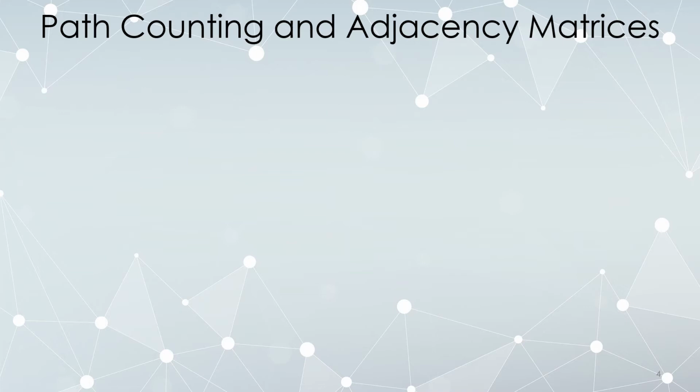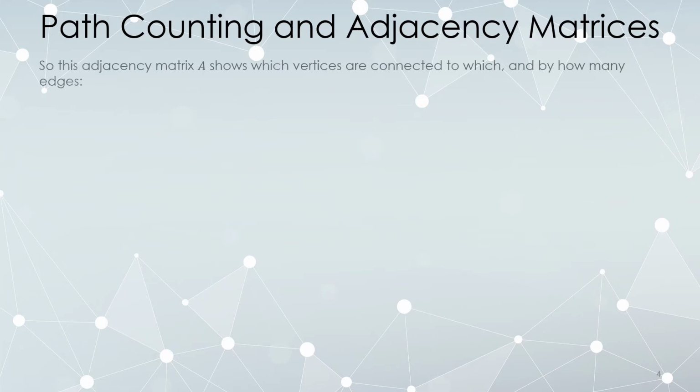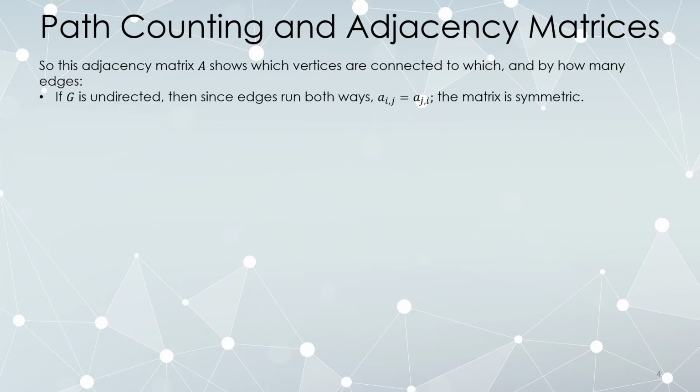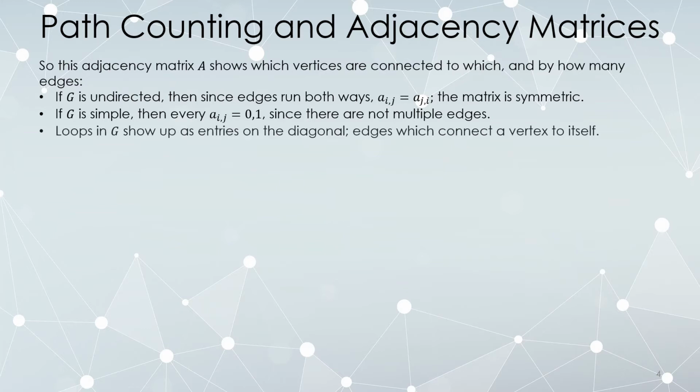What do adjacency matrices have to do with counting paths? So, the adjacency matrix shows which vertices are connected to which and how many times. We've already remarked that the matrix is symmetric for an undirected graph. If it's a simple graph, then the entries can only be 0 or 1. If there's not multiple edges, if it's not a multigraph, either vertices are connected or they aren't. Loops show up as entries on the diagonal. If vertex i is connected to itself, then you have a loop that will show up on the diagonal A sub ii.